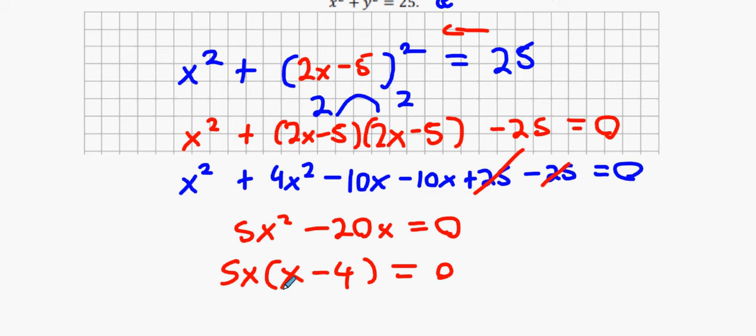That process is called factorizing. So 5x equals 0. Divide by 5. Still 0. The other one? x minus 4 equals 0.